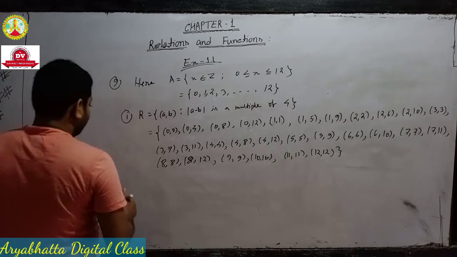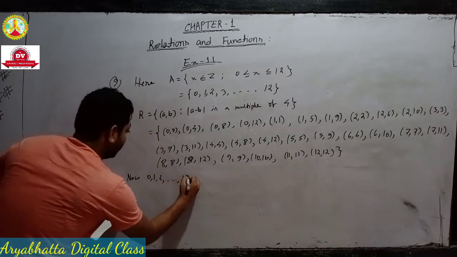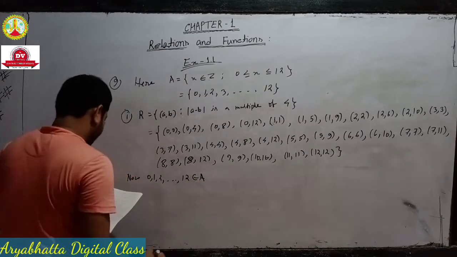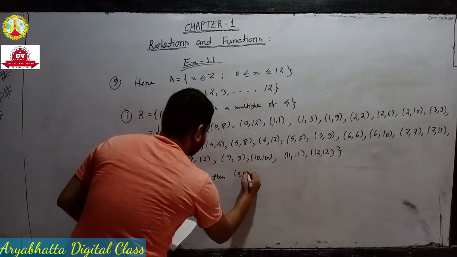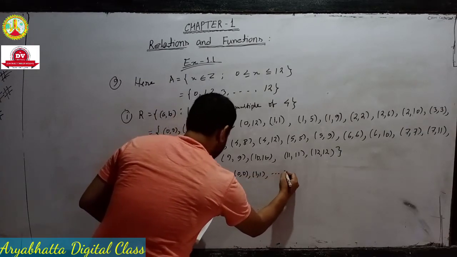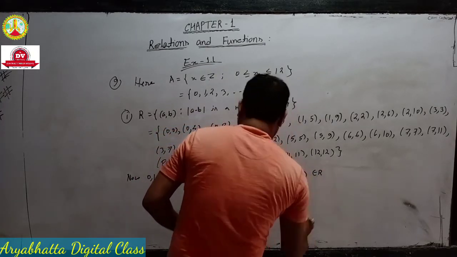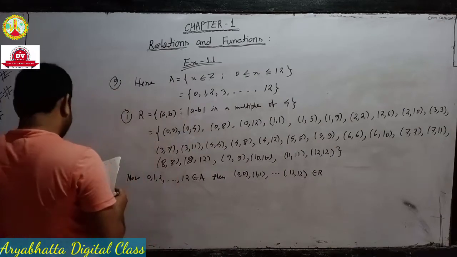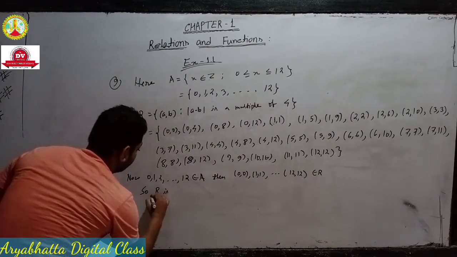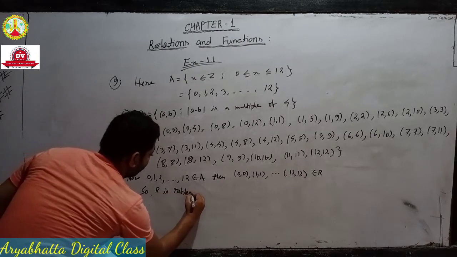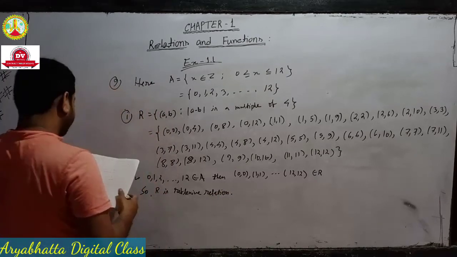Here, now 0, 1, 2, up to 12 belong to set A, and then (0, 0), (1, 1), up to (12, 12) belong to the relation R. Therefore, R is a reflexive relation.